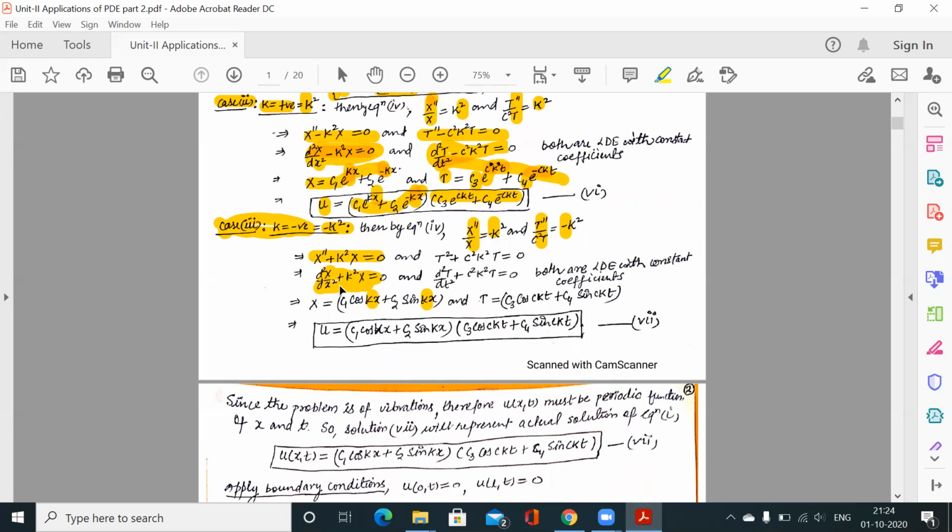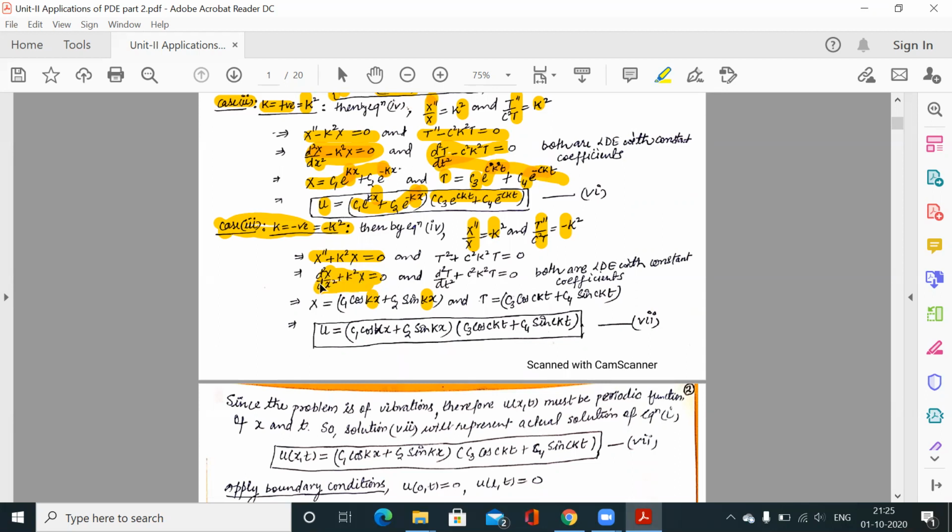What will we get from here? The roots: m square is equal to minus k square, that means m is equal to plus minus ki. Are you getting it? M square plus k square is equal to 0, so the roots are m is equal to plus minus ki, imaginary roots. So in this case we get imaginary roots, plus ki and minus ki.